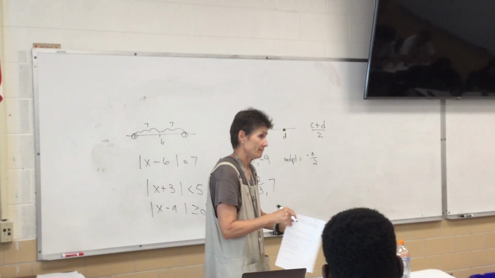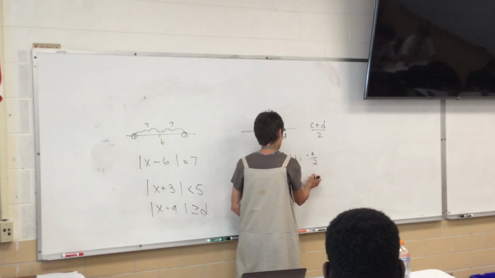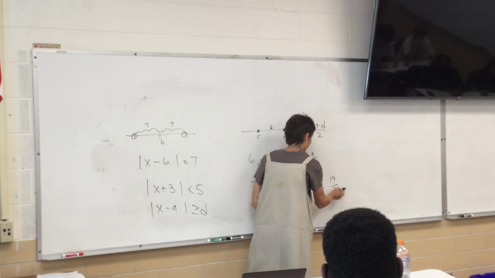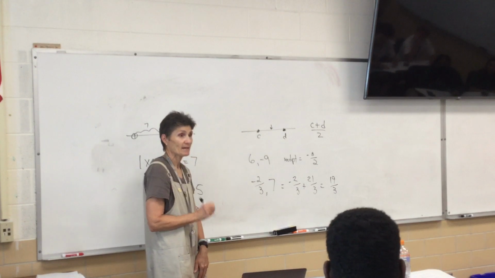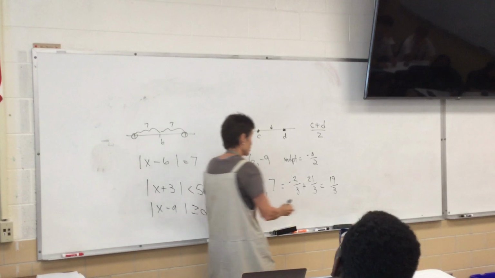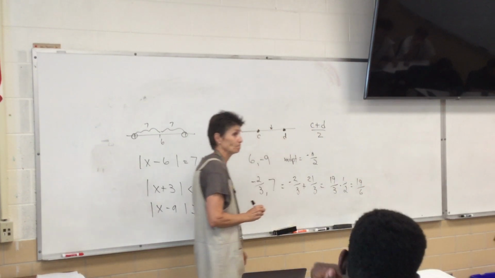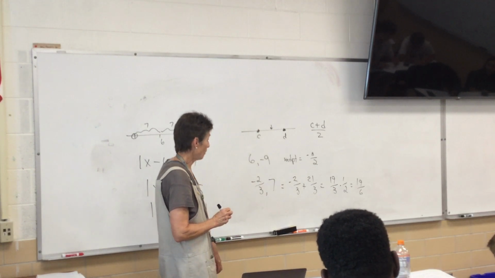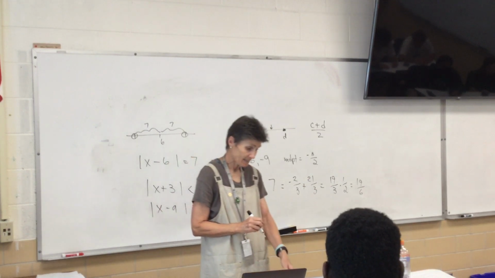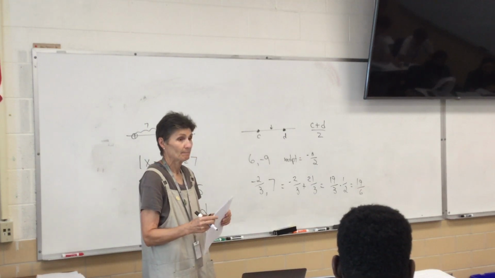Well, we're going to add them, right? So that'd be negative 2/3 and 21/3. So that'd be 19/3. Wait, that's not the midpoint. We have to add them and then divide by 2. Since they're fractions, how about if we multiply by a half? Would that be okay? Yeah. So your midpoint of negative 2/3 and 7 would be 19/6. Anybody have an issue with that?